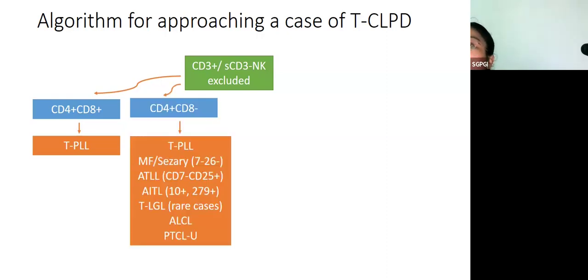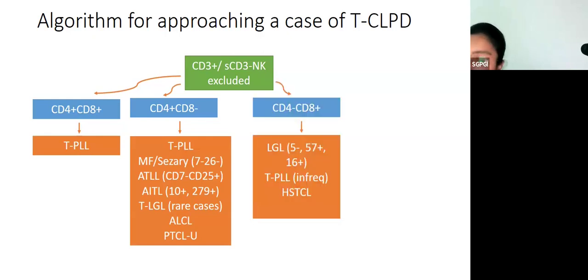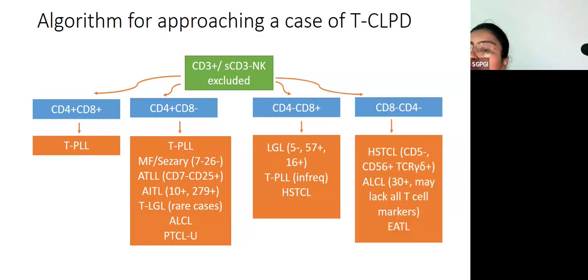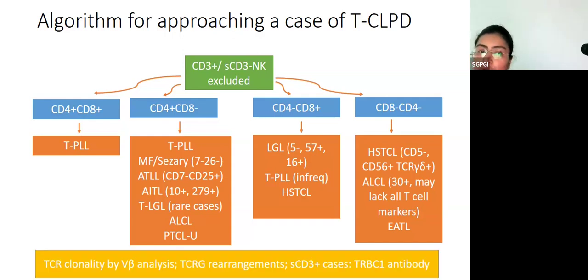Now the next situation is where it is a predominant CD4 positive population. Again, these are your differentials. You can have TPLL, you can have mycosis fungoides or Sézary syndrome, you can have ATLL, AITL, and rare cases of T-LGL, ALCL, or TTCLs. Now, 4 negative, 8 positive lesions, very, very frequently what we deal with is large granular lymphocyte proliferation or LGL leukemia. This pattern is also seen with hepatosplenic T-cell lymphoma. For CD8 negative, 4 negative, our differentials are hepatosplenic T-cell lymphoma, along with that, ALCL and enteropathy associated T-cell lymphoma.